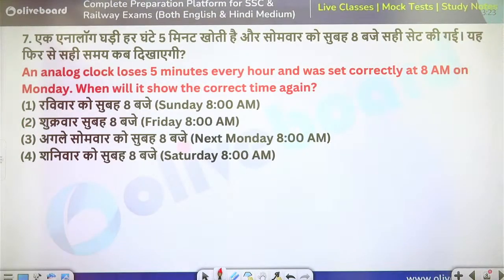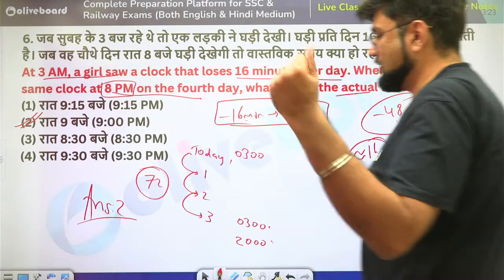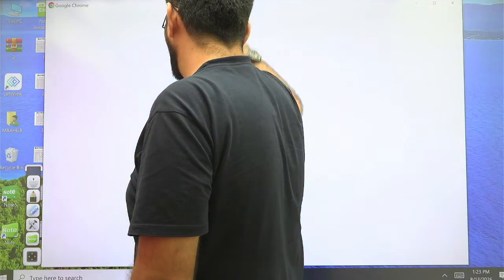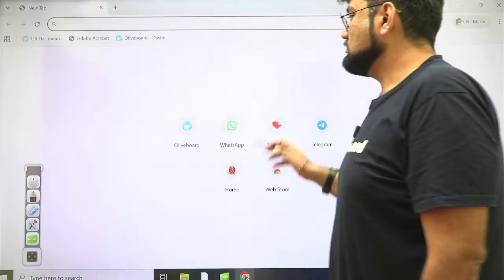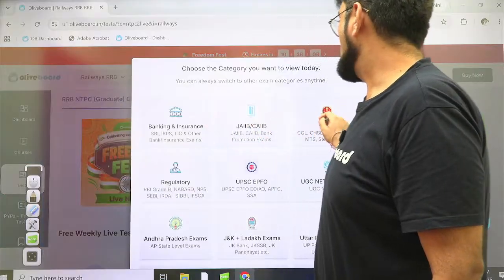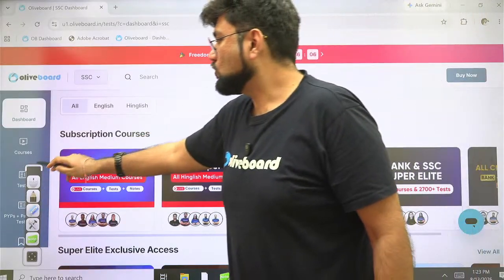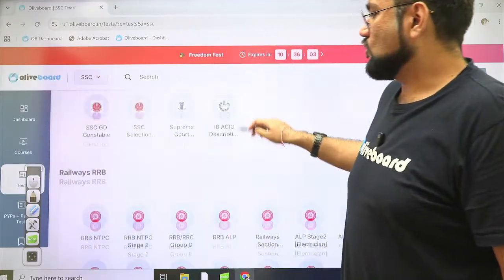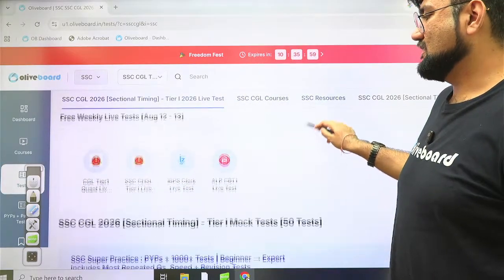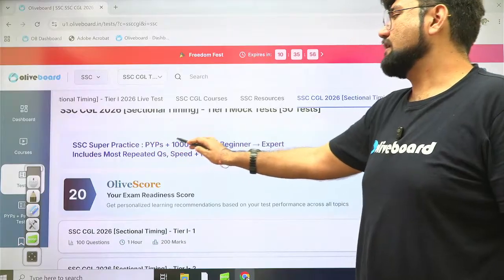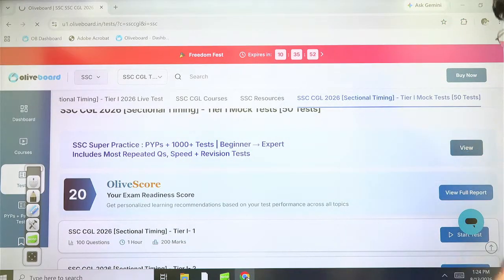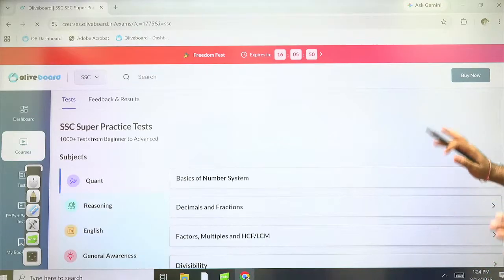Next. Now, if you're looking for such questions, it just came across my mind. Let me just tell you. A lot of students tell me, where do we practice such questions for faulty clocks? So, we will log into the Oliveboard platform. Select SSC exams here in the drop down. Now, go to the test section. Scroll down. You can select CGL Tier 1. Scroll down. You will get the option here which says Super Practice TYPs 1000 plus tests, beginner to expert. Click on view.